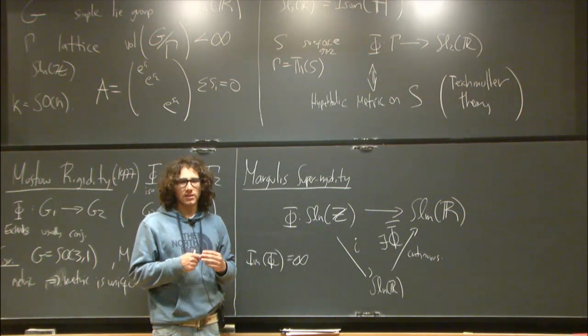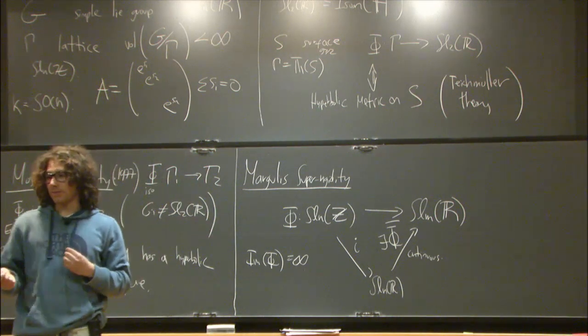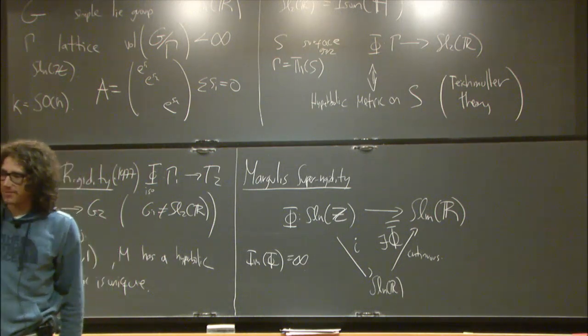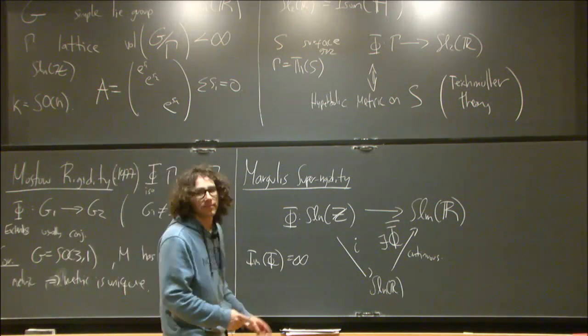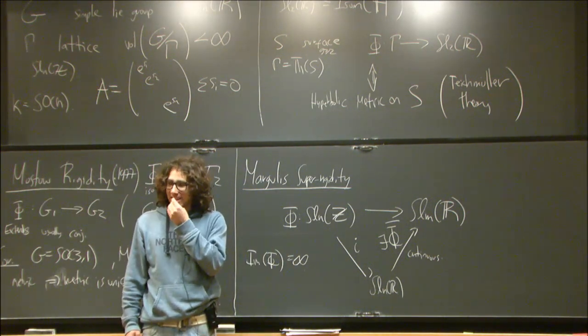Is that making any sense? I think you're asking what is a finite index subgroup, right? No, sorry. You take a phi from SLNZ to SLMR. Then I want to ask, does this extend to SLNR? Yes. And you're saying it always extends.